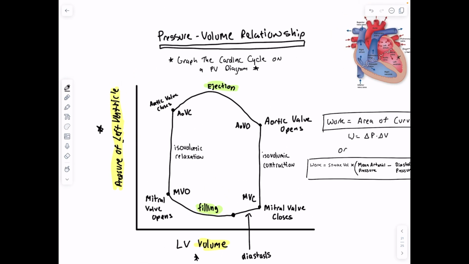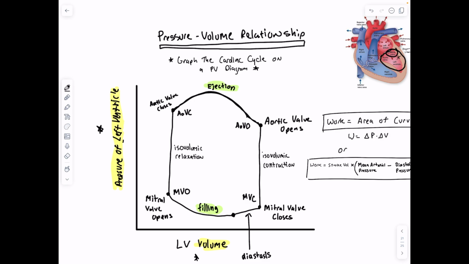We have the mitral valve closing. Then you have isovolumic contraction: contraction of this chamber while the aortic valve is still closed, and as a result the pressure is going to spike. Then the aortic valve opens, and blood is ejected from the left ventricle into the aorta. That's what's happening here. We have a decrease in volume overall, and pressure is still increasing overall. Why? Because you still have contraction of your ventricle.